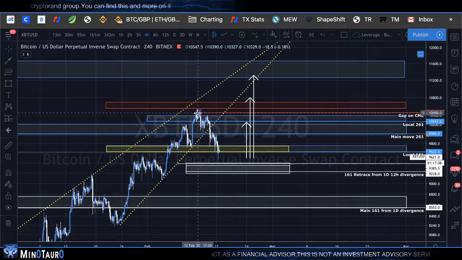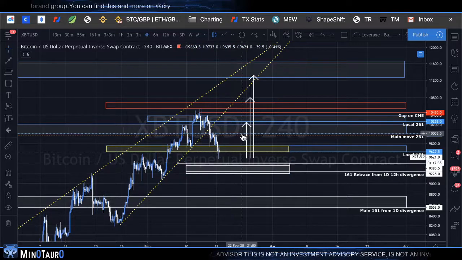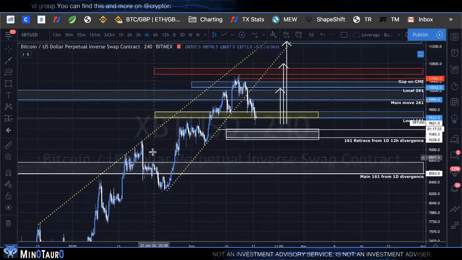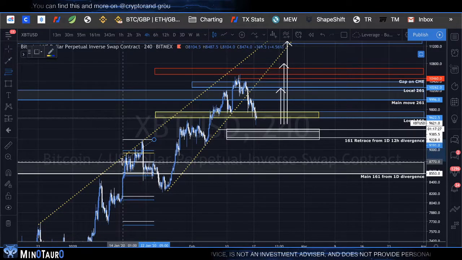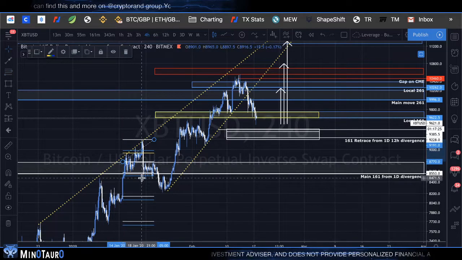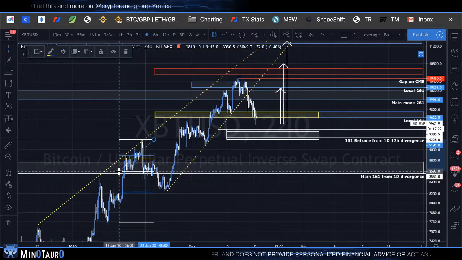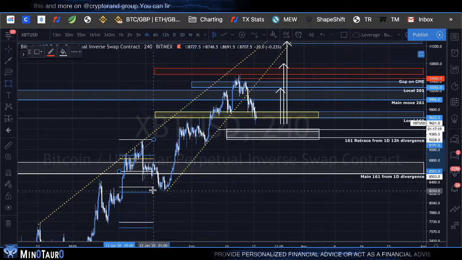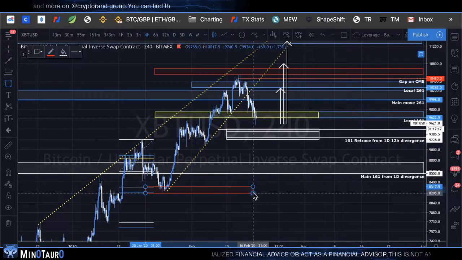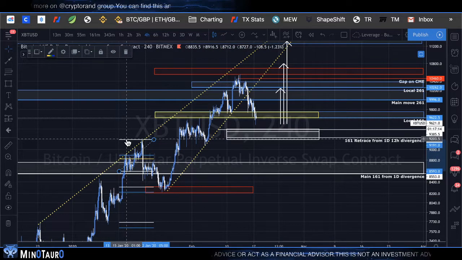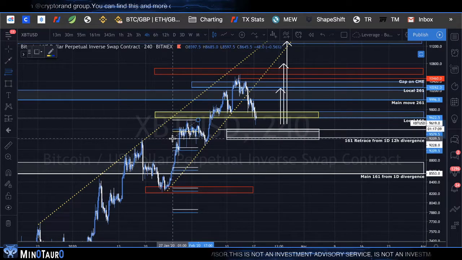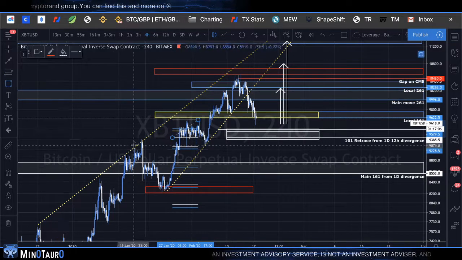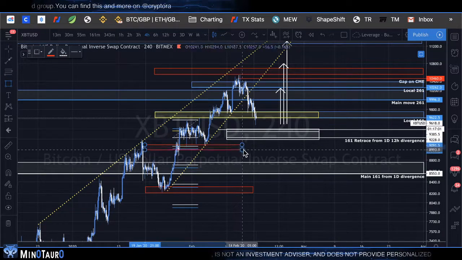If this is the divergence, you retrace 161, then you go. You did it here, you did it here. I don't remember, this one was this one, yeah, 161, but it was something like this, look. So we did 161 plus golden pocket here, then we did 161 here. I did not make it yellow, don't get mad at me, kids.